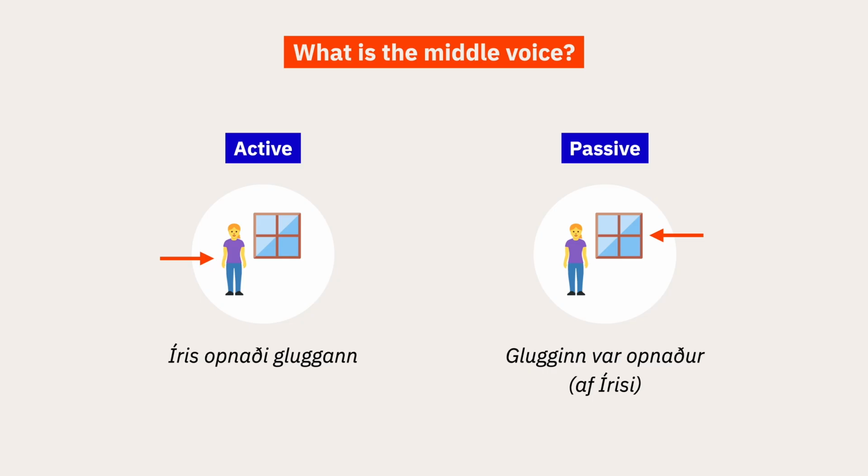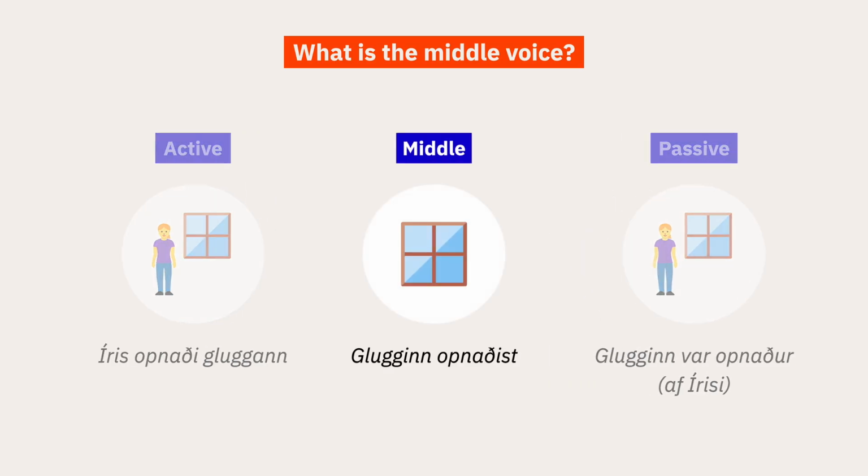So the middle voice then comes sort of bang in between these two modes of expression, because active voice puts the emphasis on the agent, the doer of the action. Passive voice puts the emphasis on the object or the patient of the action. So what is middle voice doing then? Well, let's look at an example here.